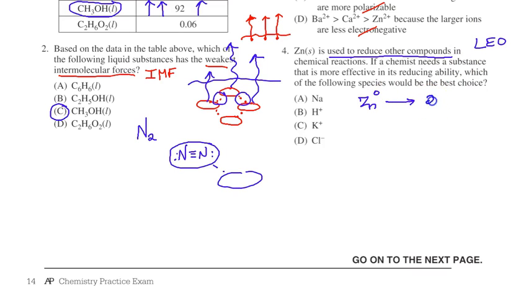So zinc will lose 2 electrons like most metals do, or lose electrons in general, because they hold on to them loosely. Metals are bigger. And of course, zinc becomes zinc plus 2. In fact, we've talked about why zinc becomes plus 2. It loses 2 electrons from its 4s. In any case, but its ability to reduce others, what are they talking about?